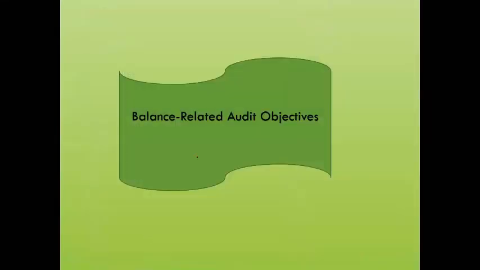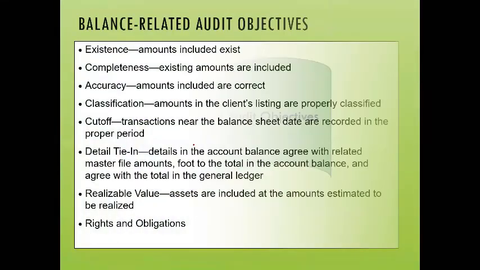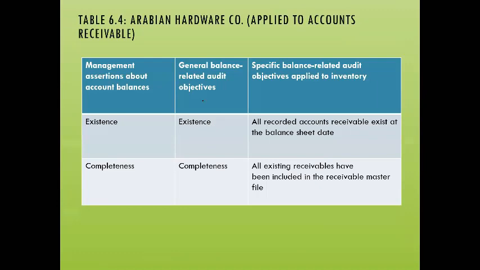Type. The balance related audit objective. The same. But let me go right away here. Existence is the same as the existence in the management assertion, which means all the balances in the books have actually happened. Completeness, all the balances have been included in the books. This is the comparison between management assertion about balances and general balance related audit objective.